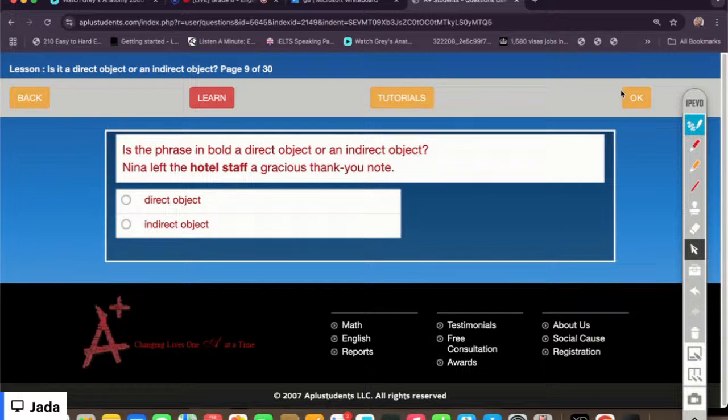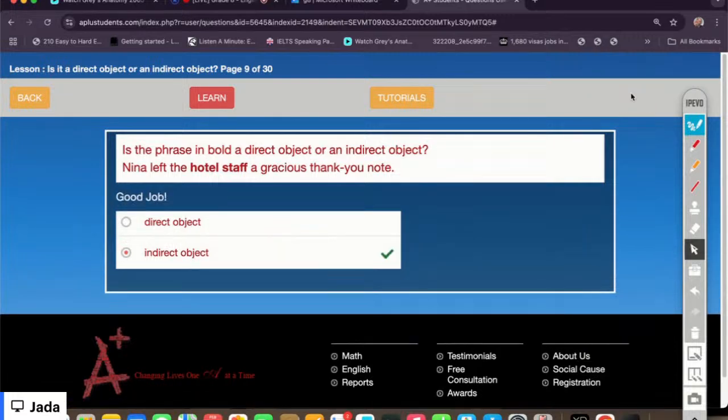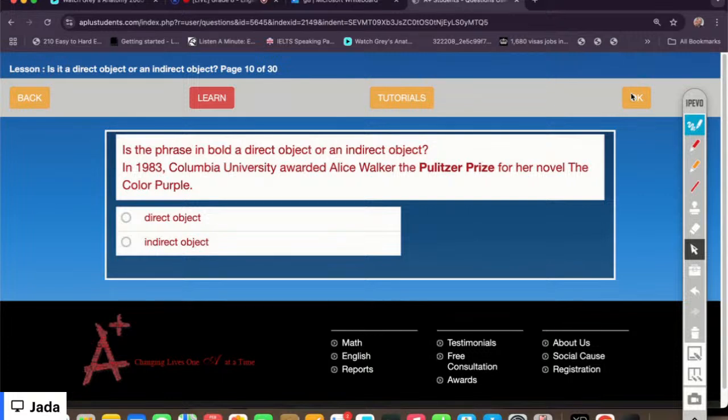So we have Nina left the hotel staff a gracious thank you note. What do you think? So indirect. So it would be like, for whom did she leave the gracious thank you note? It will be for the hotel staff. Okay.